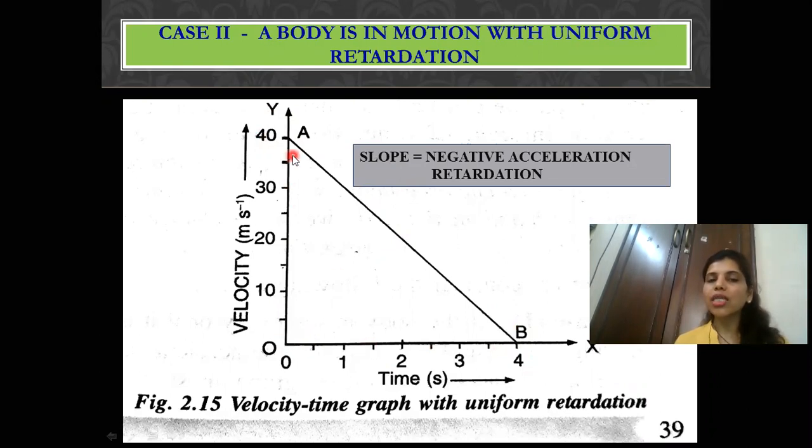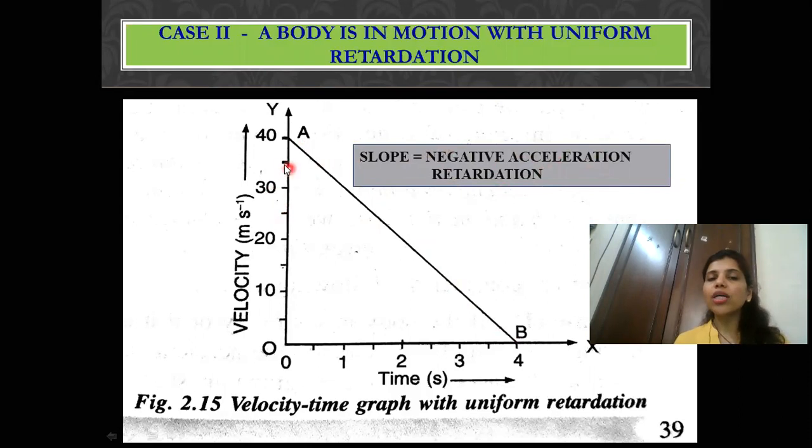So here you can see that it is retarding. Retarding means negative acceleration. So negative acceleration means retardation. Retardation means the velocity is decreasing. It is also called deceleration. Remember that word as well. So there are 3 terms which are related to negative acceleration when the velocity of the body is decreasing: negative acceleration, retardation, or deceleration.